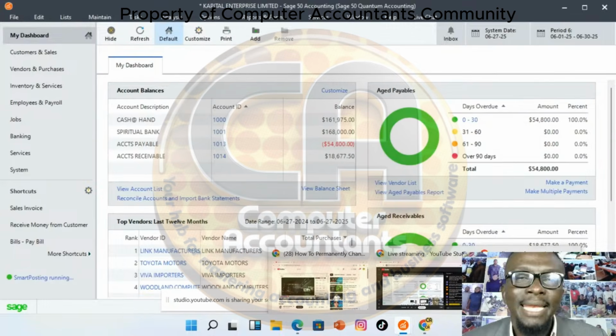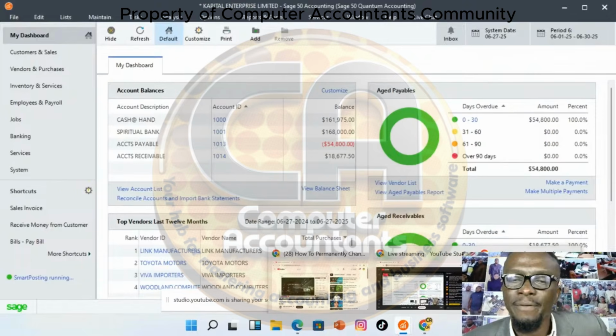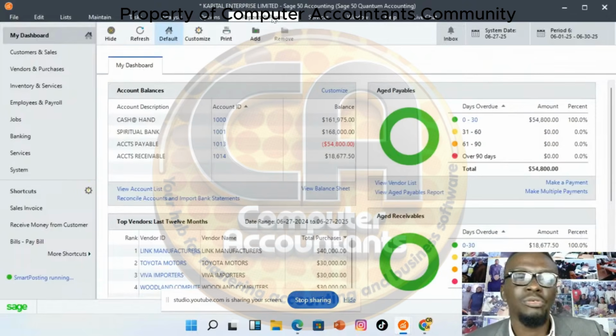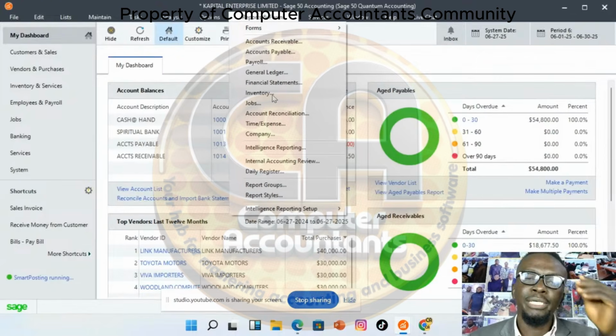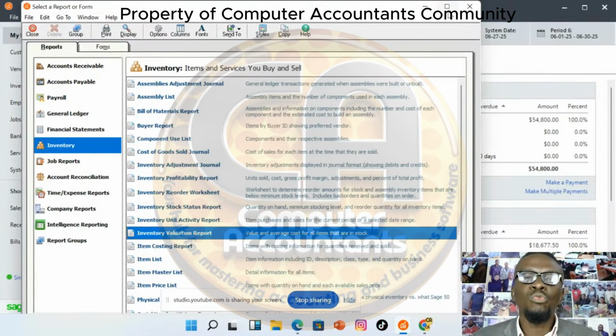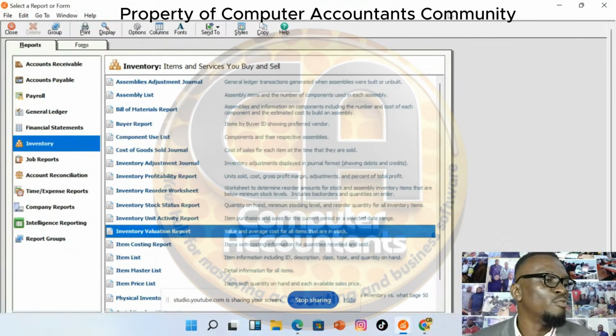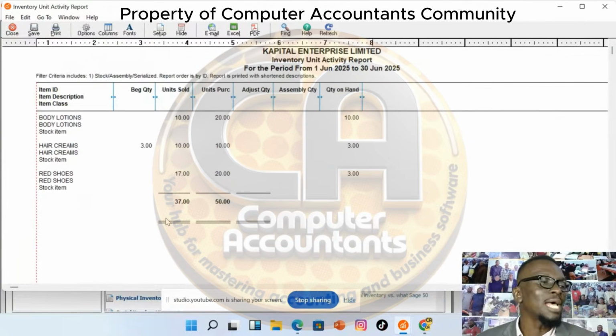Wonderful reports. Let me take you to the inventory report. I think that's the last report I will look at. Go to report and forms, then go to inventory. This is one software that I have seen that has very wonderful ways of reporting inventory. So you have the inventory unit activity report. It shows how stock came in, how we've sold them and what is remaining.